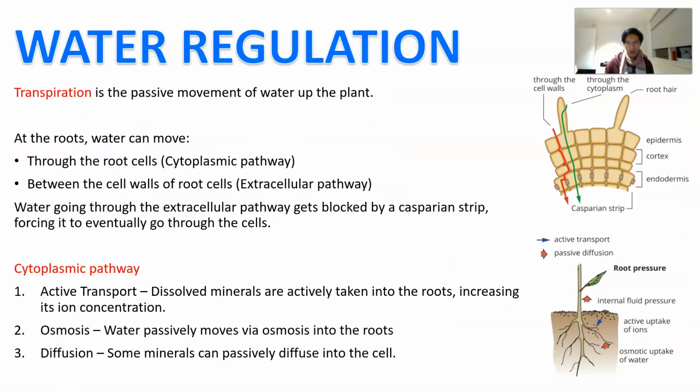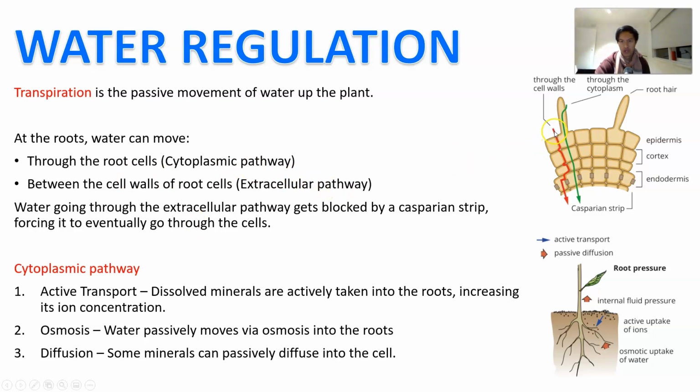Okay. Now, when it comes to how plants regulate, one of the things that they need to regulate is water. The other thing they need to regulate is nutrients, and both of these happen through those vascular bundles. We talked about transpiration in the previous chapter, where it is the passive movement of water up a plant, not requiring any energy. Basically, transpiration starts at the roots, where water can move in two particular ways, either through the root cells, which is what we call the cytoplasmic pathway, or between the cell walls of each of those root cells, which is what we call the extracellular pathway.